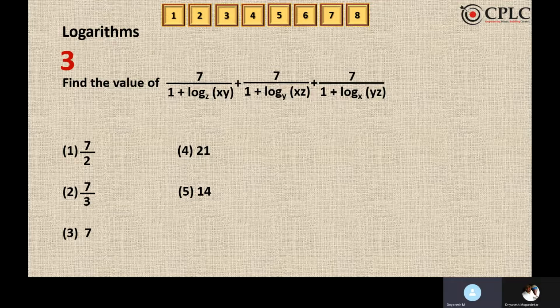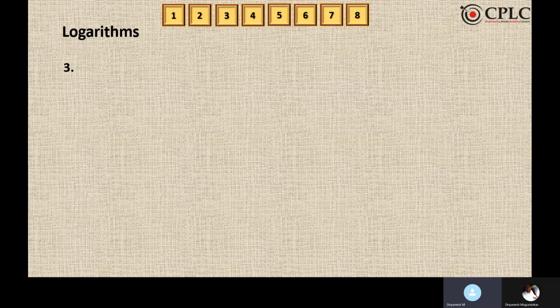All the denominators are the same, so the numerators should also be added, but in logs we don't add the numerators, we'll multiply them. So it will be 7 log xyz upon log xyz. Log xyz from both numerator and denominator will cancel out. You'll get 7 as the answer. That is one way to look at this. The second way is to substitute the values of x, y, z as 10 each, simplify, and again you'll get the answer. And then there is a third approach which we are going to see right now.